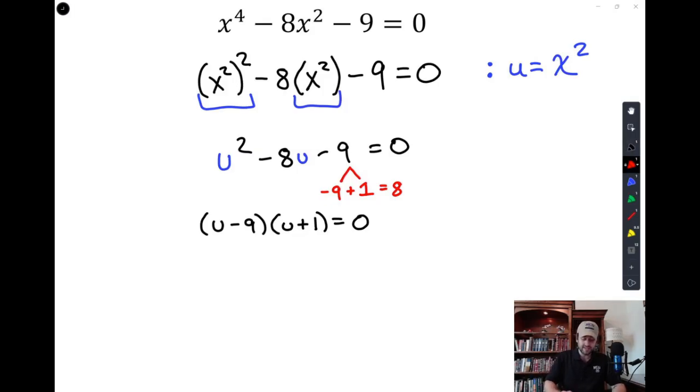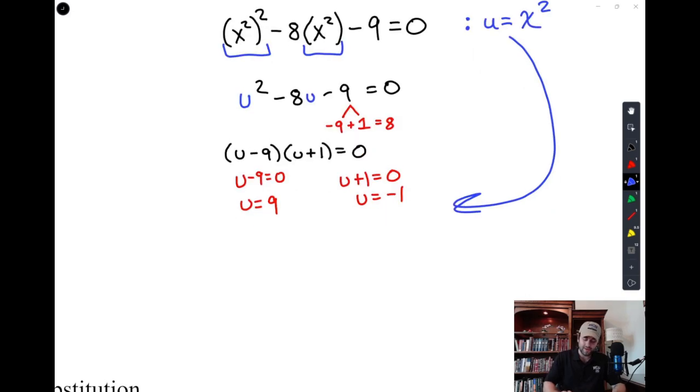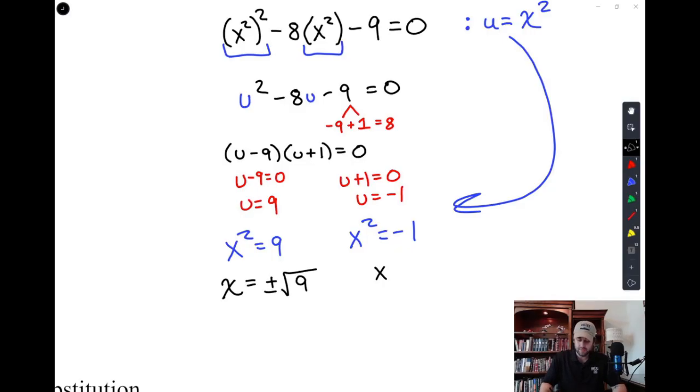Then we can solve these by setting each factor equal to 0, where u minus 9 equals 0, which means u equals 9, and u plus 1 equals 0, so u equals negative 1. And usually we're done. But wait, we had one middle blue step there at the top where we said u is actually equal to x squared. So I'm going to bring that back in, and say this was supposed to be x squared equals 9 and x squared equals negative 1. What we can do is square root both sides and get x is equal to plus or minus, because we're introducing a square root.